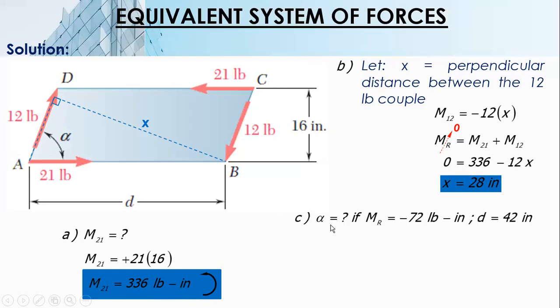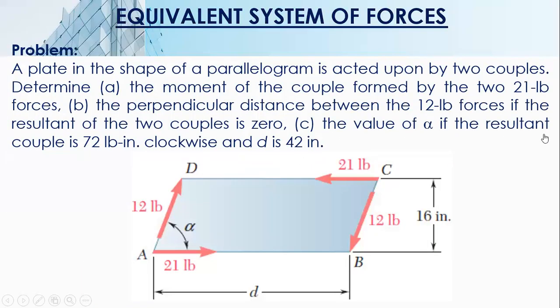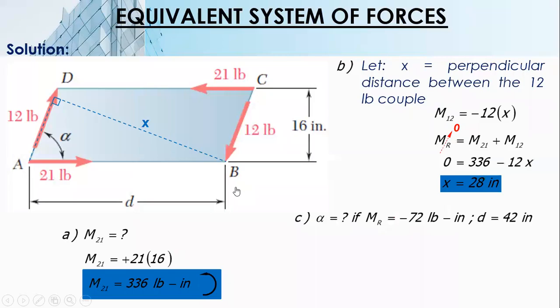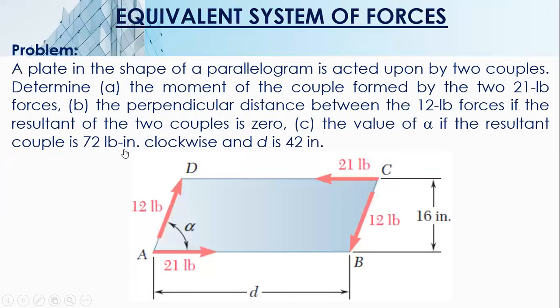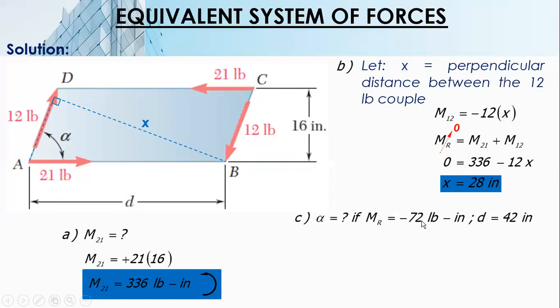Letter C. Find alpha. Okay, letter C is determine the value of alpha if the resultant couple is 72 pound-inch clockwise and given ang D 42 inches. Now, the resultant moment is negative 72. Tapos D is 42. Now, for letter C, unknown pa ni siya. Dili ni siya ang 28 because X equal to 28 is based on the condition that the resultant moment is 0. For letter C, the resultant moment is negative 72. Kay clockwise man, no? 72 pound-inch clockwise, so negative siya.